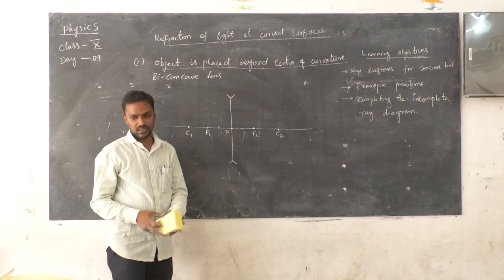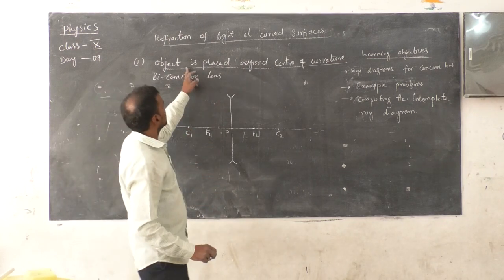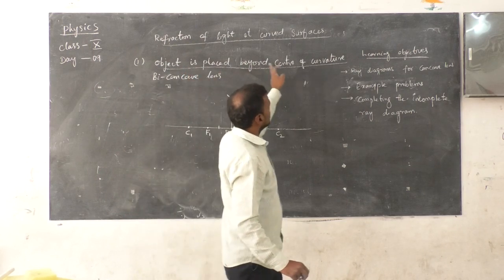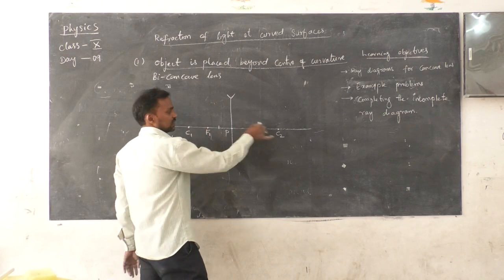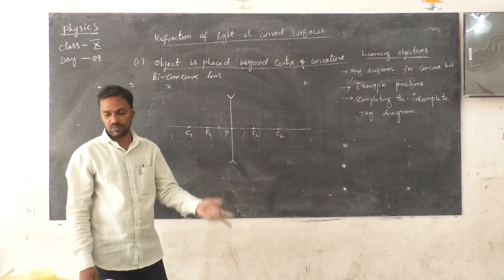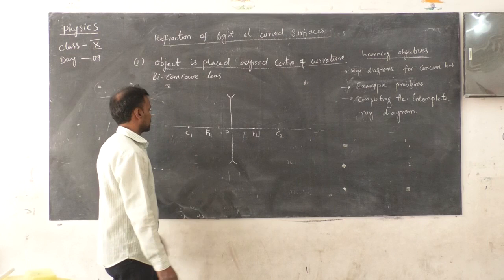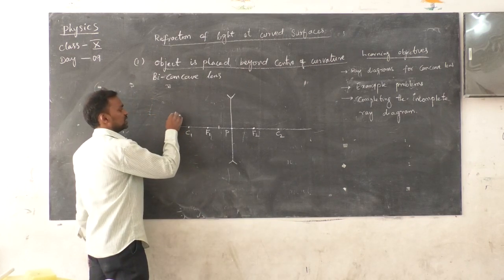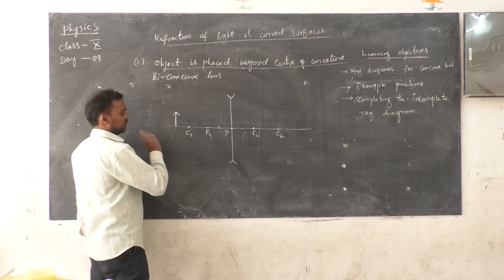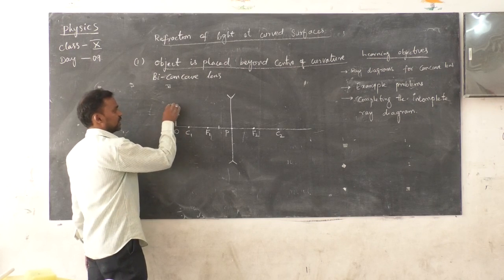So what is the condition here? The object is placed beyond the center of curvature. The center of curvature is here and the center of curvature is here. Then where should I place the object? Choose a point beyond the center of curvature. This is my object. So I am placing the object beyond the center of curvature. O dash is my object.